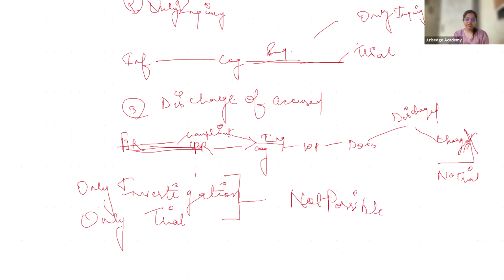Because if investigation takes place, there has to be a police report or there has to be a closure report. If there is a closure report, the court is going to direct the inquiry. Then the inquiry will take place. If there is no investigation, no complaint, nothing, then the trial will not commence, and there can never be an instance of only trial.